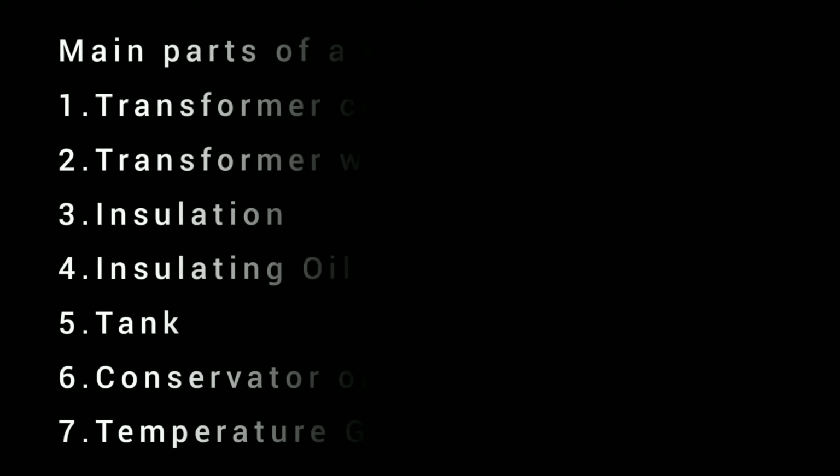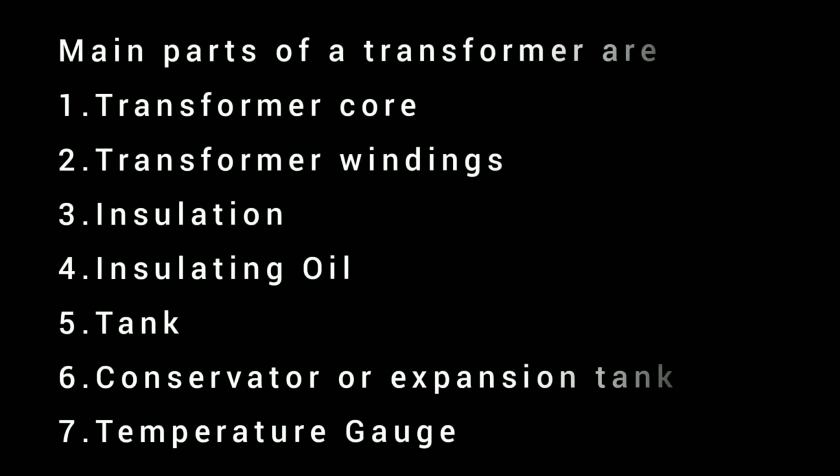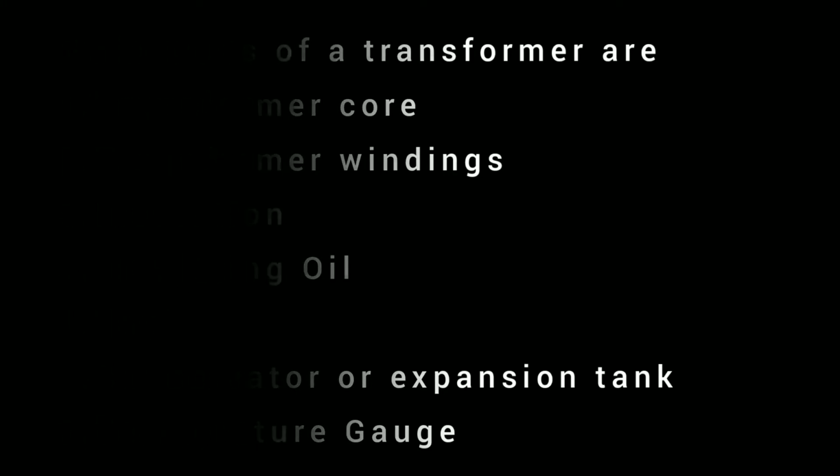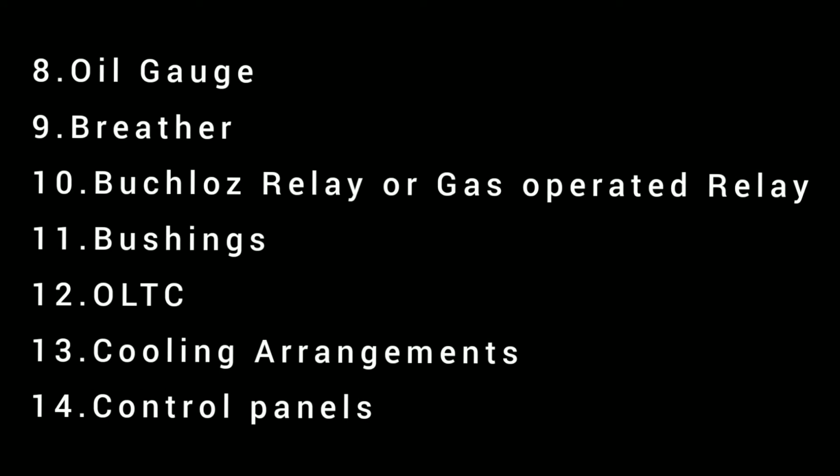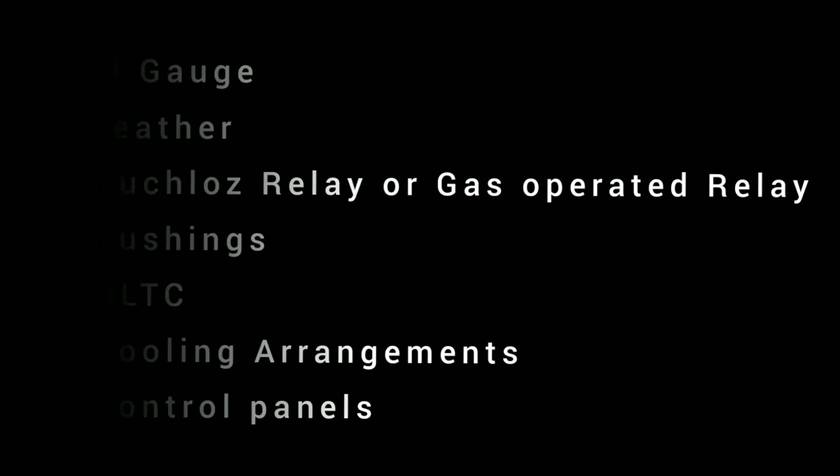The main parts of a transformer for understanding the operating principle are the core and windings, or we can say the active parts of a transformer. The other essential or auxiliary parts include the Buchholz relay, conservator or expansion tank, temperature gauge, oil gauge, breather, bushings, tapping, main tank, and radiator. In most interviews, we can expect at least one or two questions from this area.